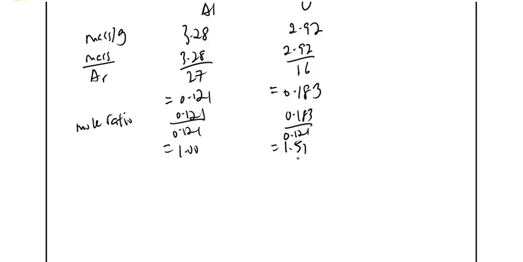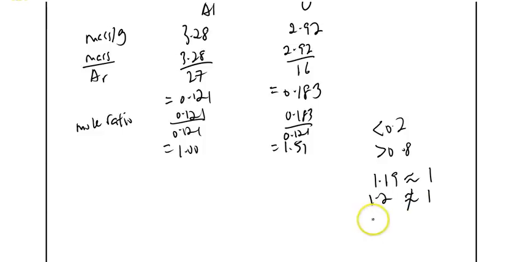No, we can't. The rule for rounding is as follows. If it is less than 0.2, we can round down. If it's more than 0.8, you can round up. For example, 1.19, you can round to 1. 1.2, you cannot round to 1. 1.8, you cannot round to 2. 1.81, you can round to 2.